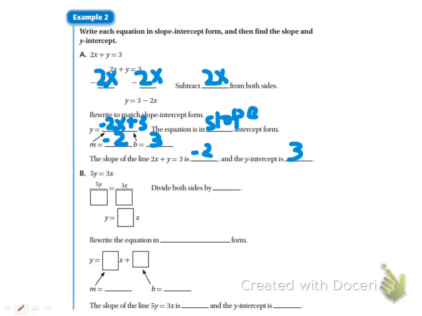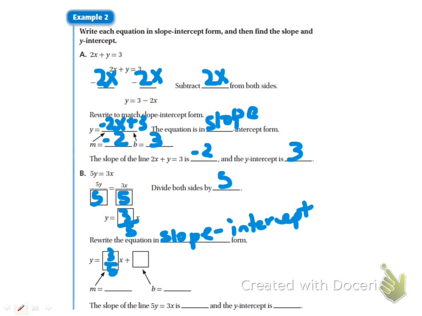Okay, let's do letter B. We're going to divide by 5. Divide by 5. So now I have 3/5 times x. We're going to rewrite it in slope-intercept form. So now I have 3/5 times x plus 0. So b is 0 and our slope is 3/5.